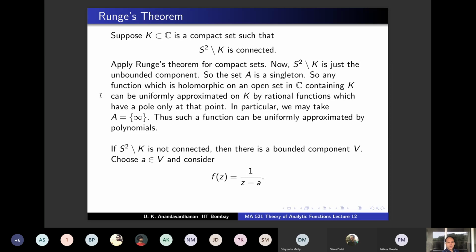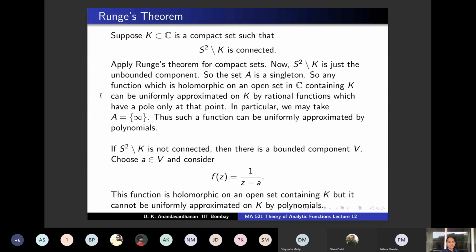Okay, let's see one more proof which is slightly more general using the maximum modulus theorem. This is a proof that Rudin gives, Conway also gives. So that is there in the next slide. So if you consider this function, it is holomorphic on an open set containing K, but it cannot be uniformly approximated on K by polynomials. Here is another argument. In the earlier argument using integration, I used that you can take a circle inside, you can take a curve inside the compact set, etc.